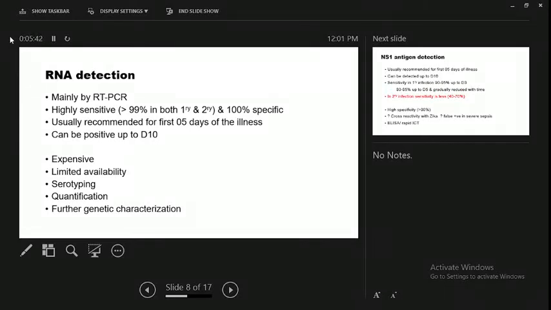Another big issue is that clinicians sometimes ask for dengue serotyping for complicated cases. But according to up-to-date knowledge, there is no connection between dengue serotype and virulence. So serotyping is required only for epidemiological purposes, not for diagnosis or for predicting complications.